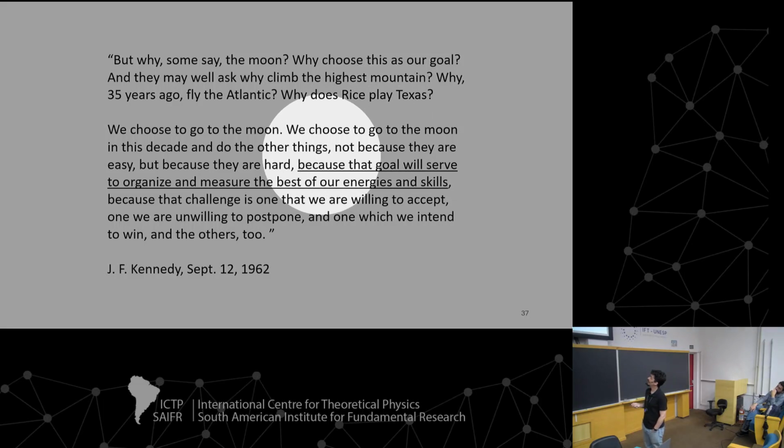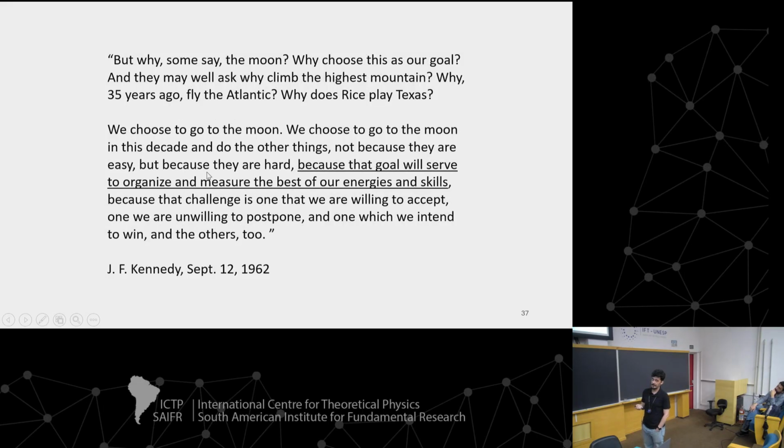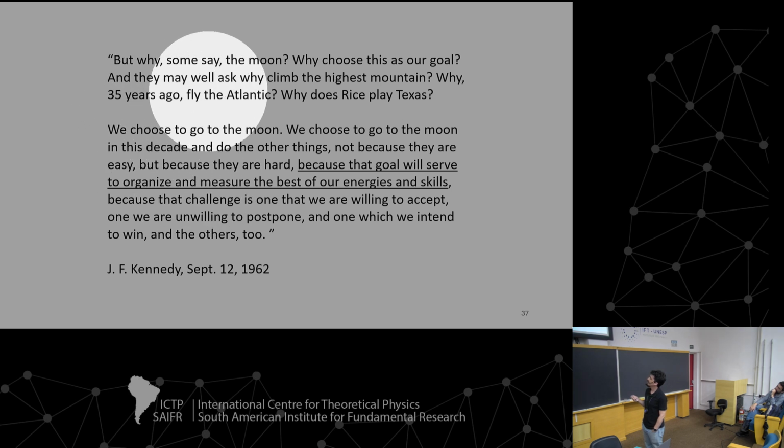So in summary, this is a speech that gets quoted a lot. People usually like just to put the "not because they're easy, but because they're hard" part. But what interests me most is what comes afterwards. Because the first part is a bit weird by itself, right? But Kennedy was talking about doing these very hard things: fly the Atlantic, Rice playing Texas. I assume one of them is really bad at football, American football, or climbing the highest mountain.